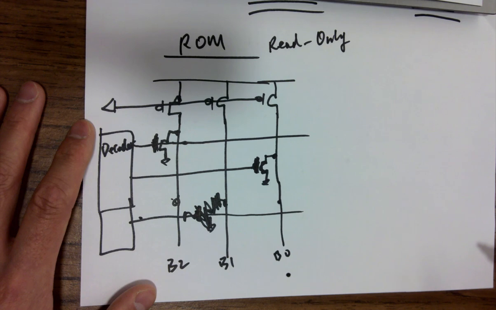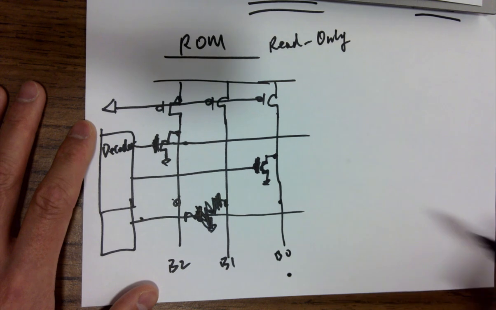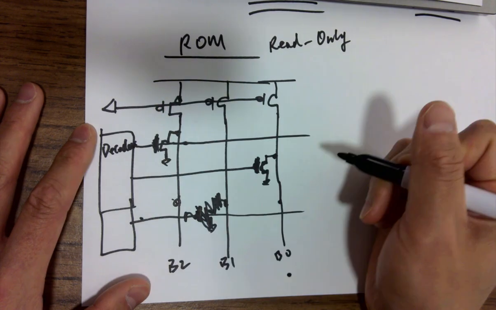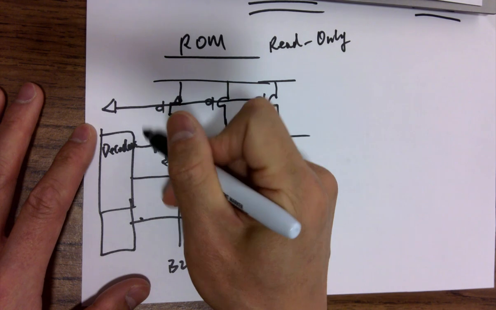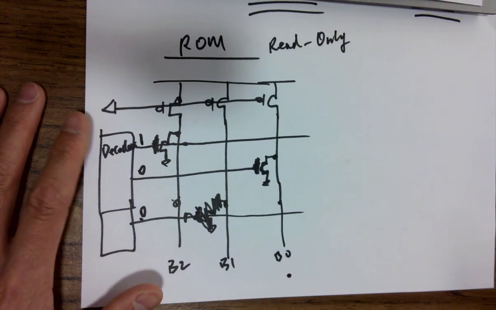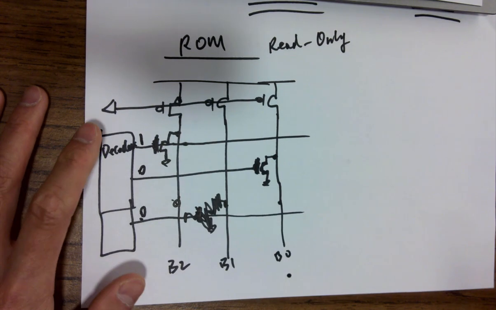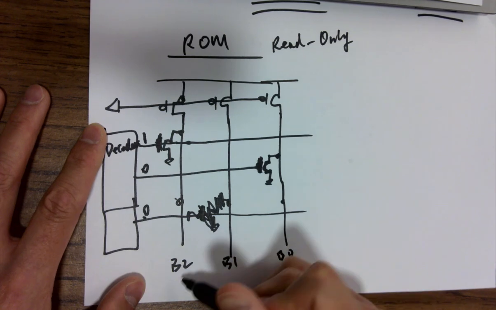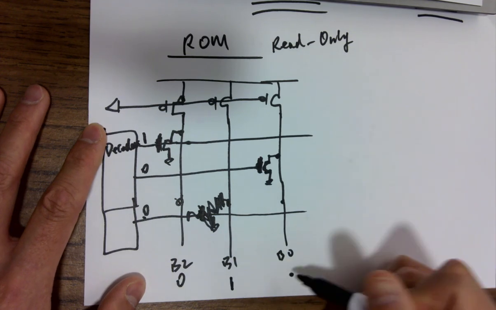So the decoder will select each row individually, one row at a time, right? What is being selected? The decoder is outputting 100 at the moment. What's the data being read over here? In red it would be 1, 0, 0. 0, 1, 0.